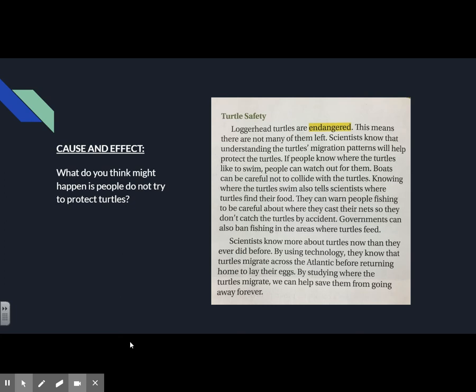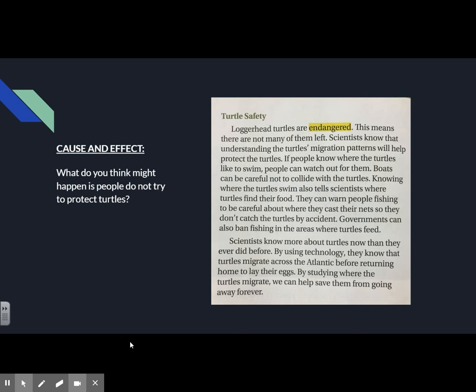Scientists know more about turtles now than they ever did before. By using technology, they know that turtles migrate across the Atlantic before returning home to lay their eggs. By studying where the turtles migrate, we can help save them from going away forever.